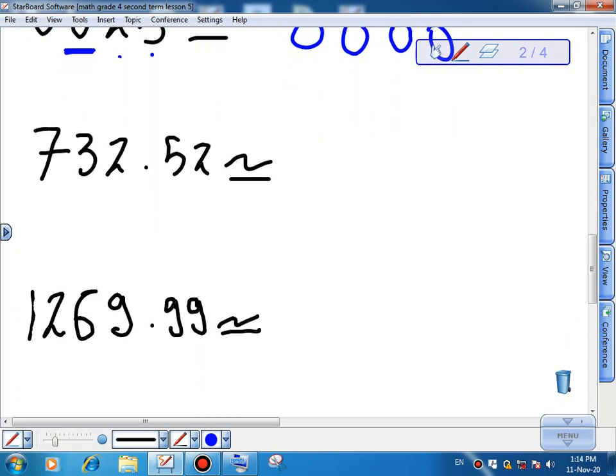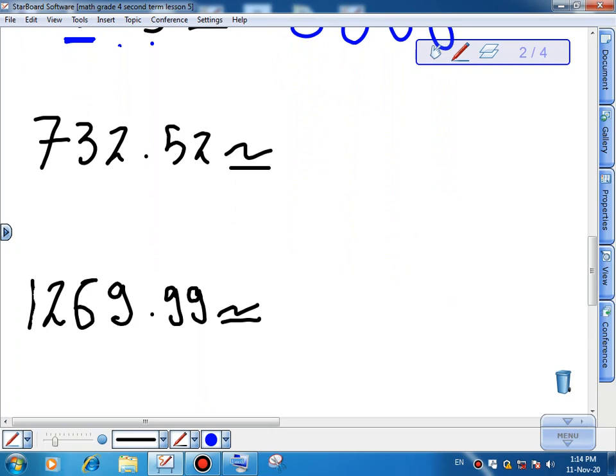Another one, 732 and 52 hundredths. We need to approximate to the nearest hundreds. Where is the hundreds place? Units, tens, hundreds. Just underline the number 7, the hundreds place. The tens place, which is before the hundreds place, is 3. 3 is a weak number, so we put 7 as it is. 7 will never change. The tens place will be 0. The units place will also be 0.